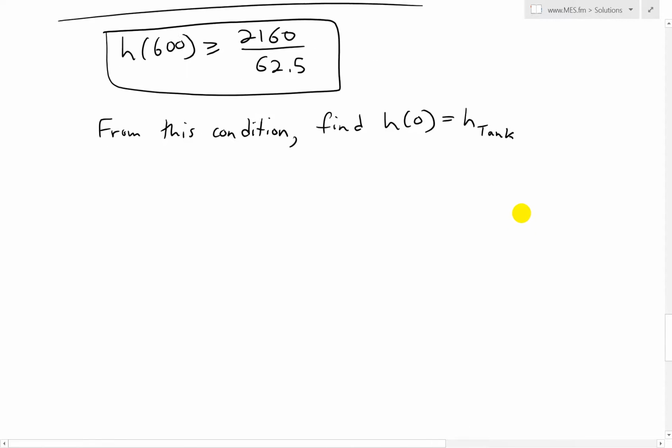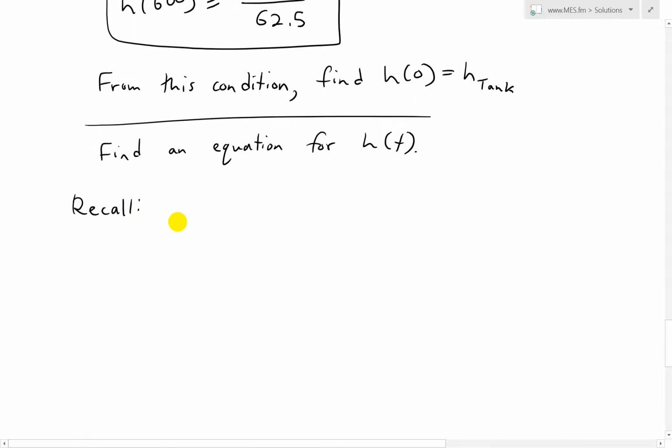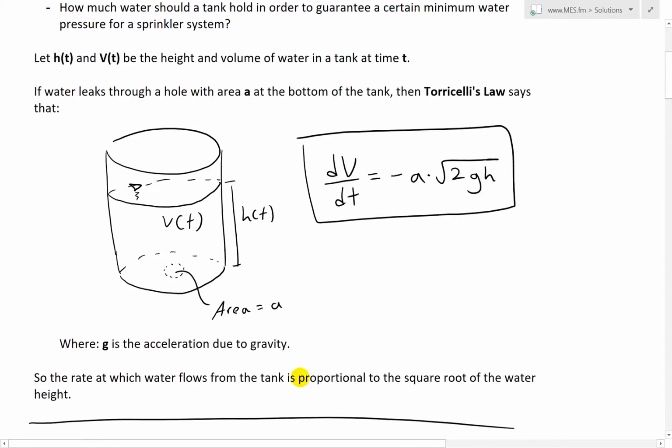So the first thing we've got to do is find an equation for H of t. To do that, let's recall Torricelli's law. I'll just scroll this up, and again, make sure to watch my question 1 video. I went over this a bit.